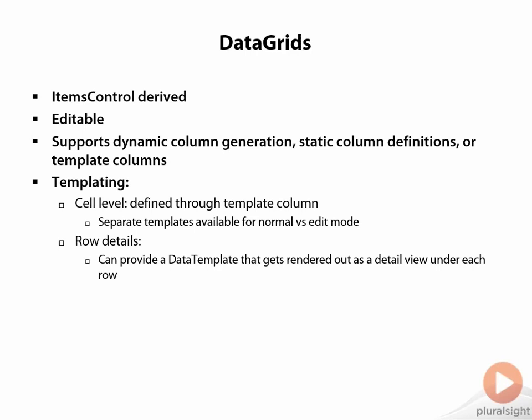There's also a row details template that you can provide on the data grid as a whole, and this lets you provide a data template to render out the child detail for a given row in whatever way that you want. You could render out a data form, a child data grid, or whatever makes sense for your scenario.